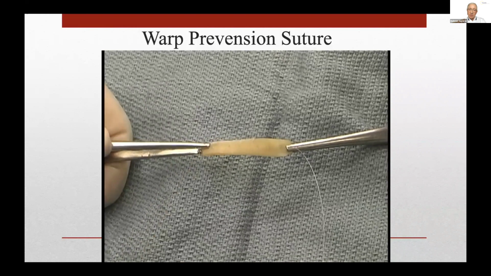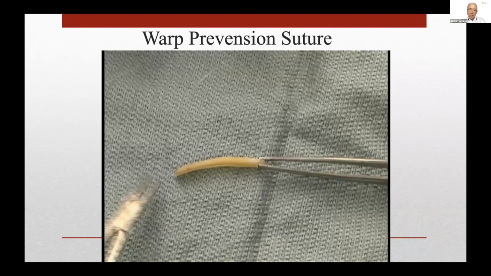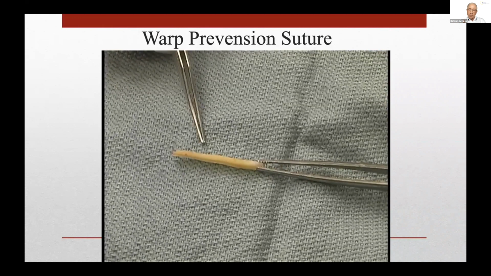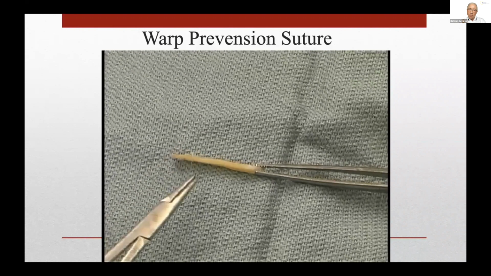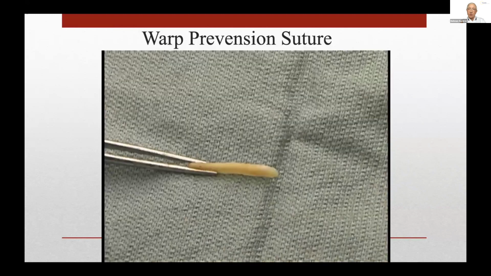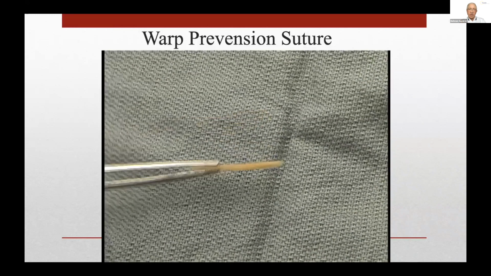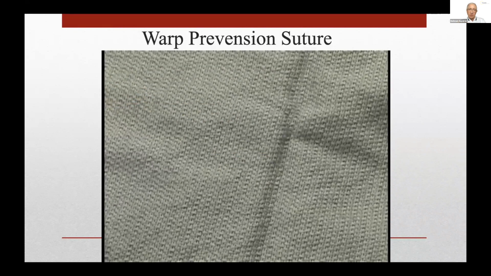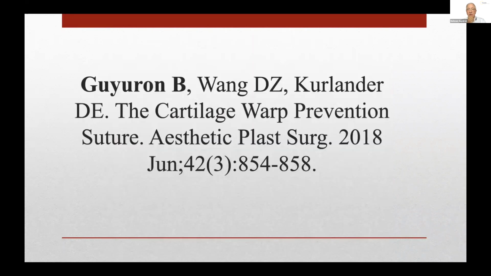It starts from the convex side, and as you can see, it is tied on the convex side enough to straighten this cartilage. It is 5-0 PDS, or on a thicker cartilage, I may use 4-0 PDS, just tight enough to straighten the cartilage. I use it for the columella, I use it for the spread grafts, I use it for the dorsal grafts, and we published this in 2018 in the Journal of Aesthetic Plastic Surgery, and it has been an integral part of my rhinoplasty.